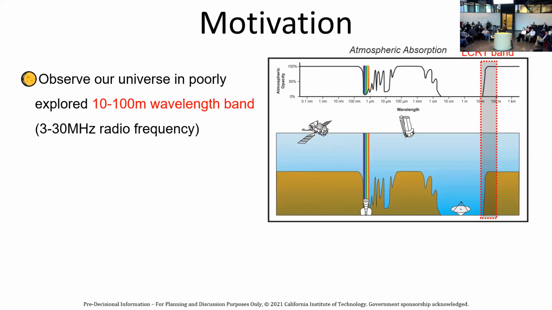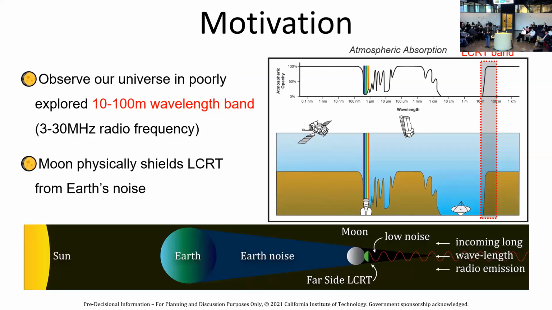You can see where this is going. You all know that the moon is gravitationally locked towards Earth, so only one side of the moon faces Earth. The far side of the moon never faces Earth. I told you Earth is a strong source, so where would you put a telescope? You would put it on the far side of the moon. That's why we are trying to put a telescope there.